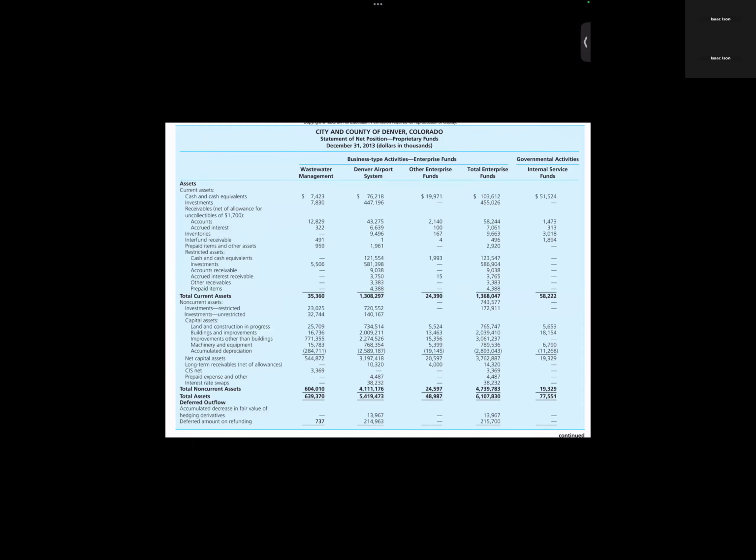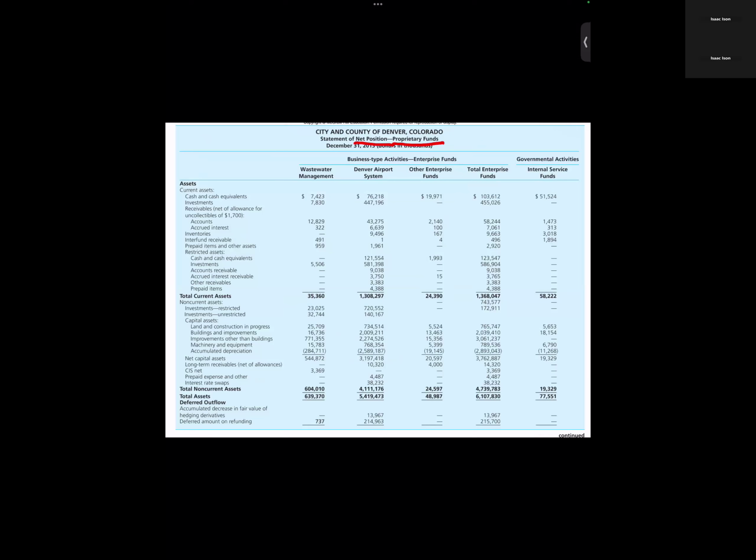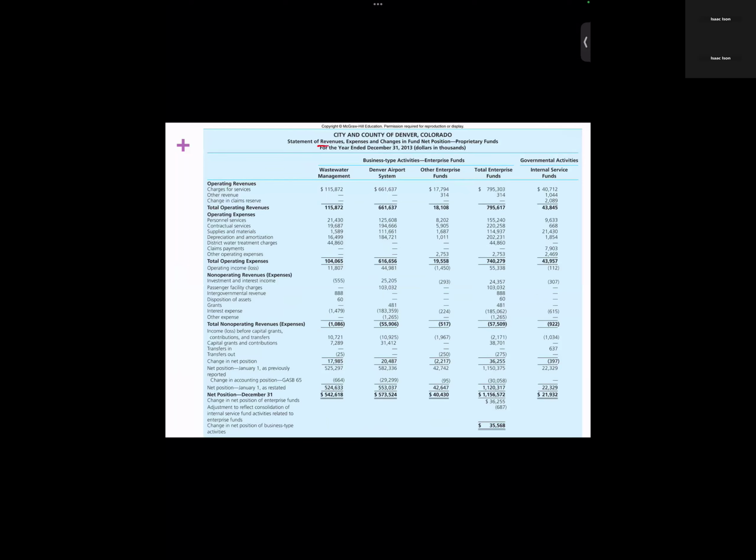Statement of net position. This is for proprietary funds. Okay, so remember full accrual accounting. We're going to carry fixed assets, long-term liabilities, everything like that. Statement of revenues, expenses, and changes in fund net position. Okay, so this one here, because it's saying expenses, we know that they're using full accrual accounting. This is for proprietary funds. So just be aware of that financial statement.